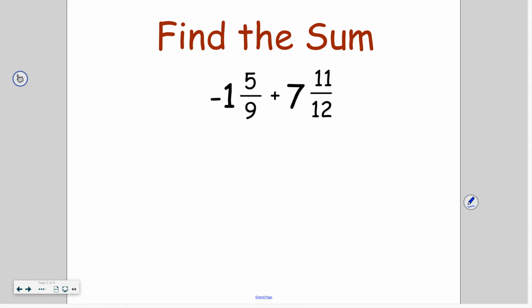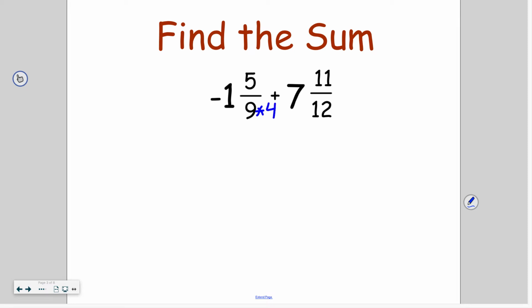Next example we're looking at, -1 and 5/9 plus 7 and 11/12. Again, we need a common denominator. Just like yesterday, we want to try and find the smallest number that we can use for our denominator to help us eliminate the reducing. So looking at the multiples of 9, we have 9, 18, 27, 36. When we get up to 36, 12 can also divide 36, so our common denominator is going to be 36.